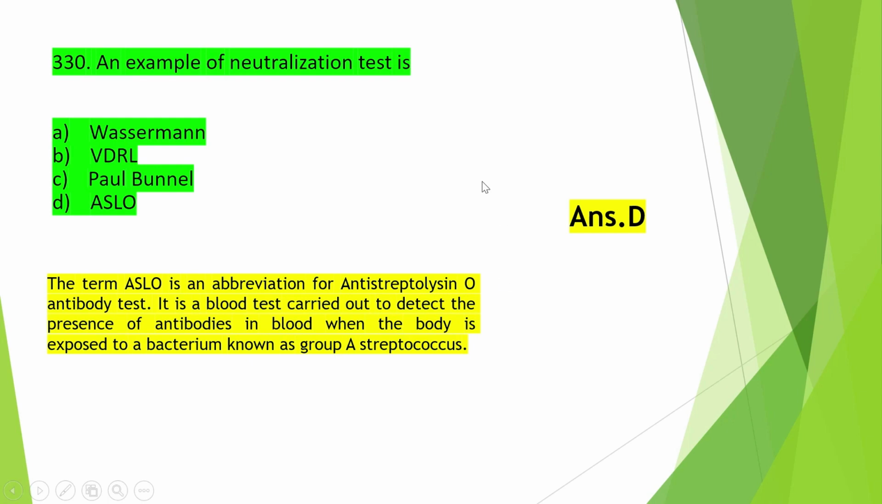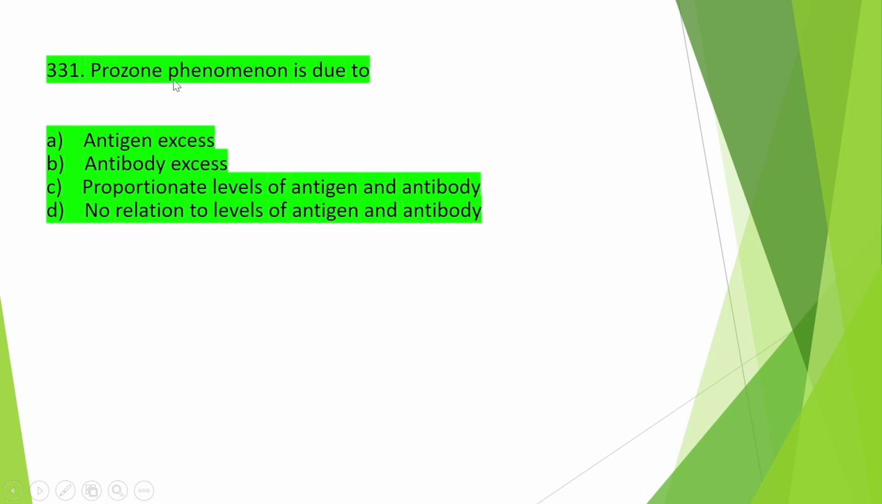The next question is: prozone phenomenon is due to antigen excess, antibody excess, proportionate level of antigen and antibody, or no relation to levels of antigen and antibody.